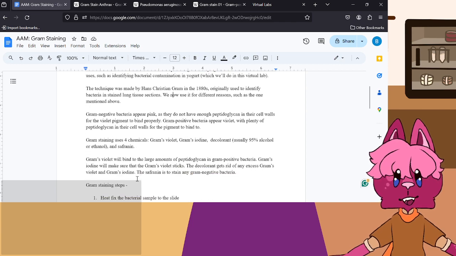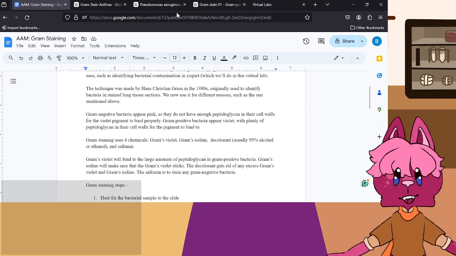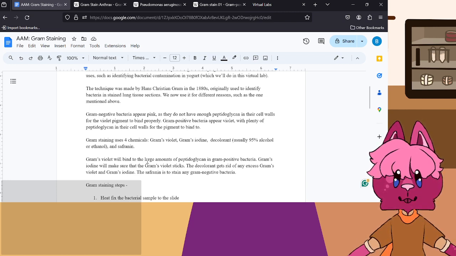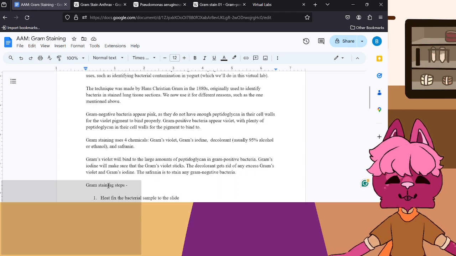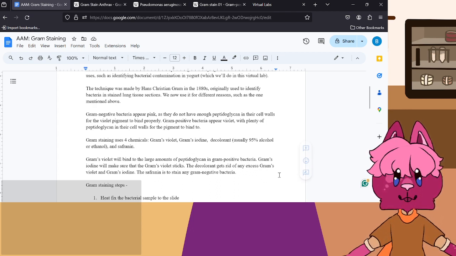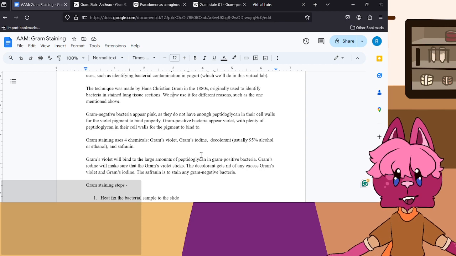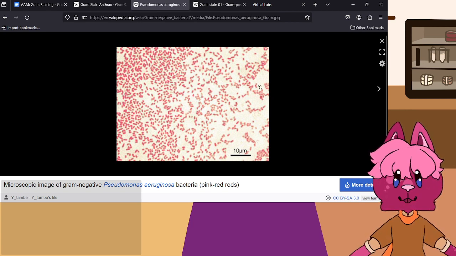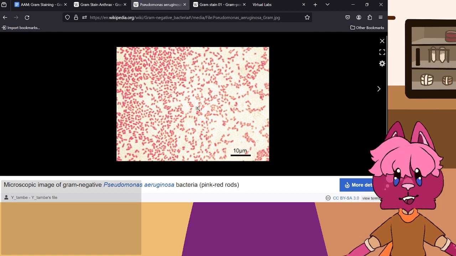So gram staining uses four different chemicals: gram violet, which is also called crystal violet, gram iodine, decolorant, which is usually 95% alcohol or ethanol, and safranin. The gram violet will bind to large amounts of peptidoglycan in the gram-positive bacteria. What the gram iodine does is make sure that binding is stuck in place. So when we do the decolorant step, it doesn't wash away anything but the excess. The decolorant gets rid of any excess gram violet or gram iodine, for example, on these gram-negative bacteria. Because that gram iodine doesn't really stick to it, it gets rinsed out with the decolorant step, so we can see the color clearly.